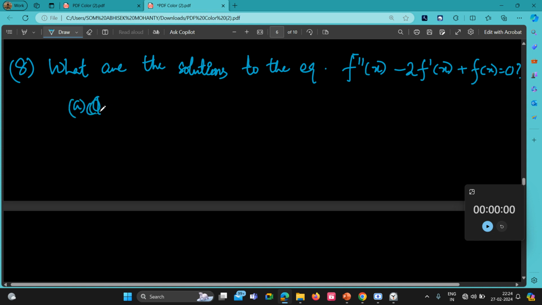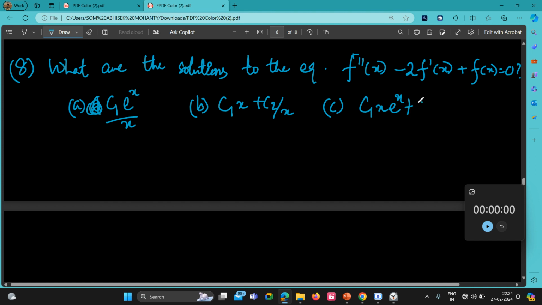Option A, C1 e to the power x by x. Option B, C1 x plus C2 by x. Option C, C1 x e to the power x plus C2. Option D, C1 e to the power x plus C2 x e to the power x. This is alright. What are the solutions to this equation? Okay, so try first.